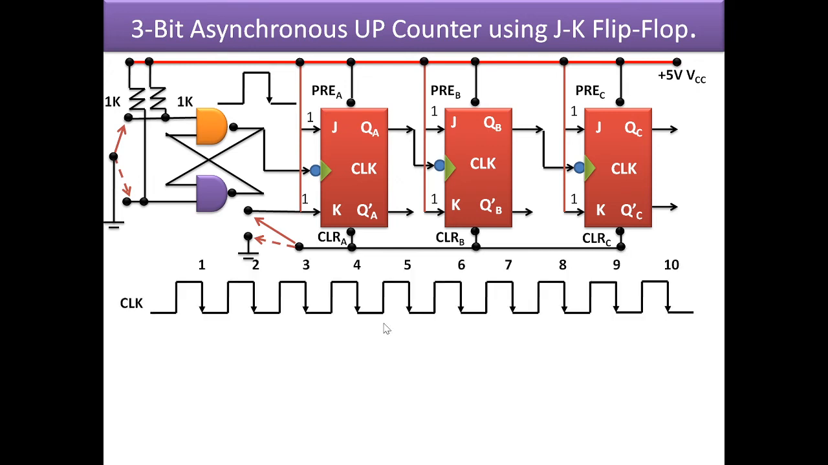Now let us consider a clock input. There are 10 edges we can see. This is the first negative edge, this is the second negative edge.